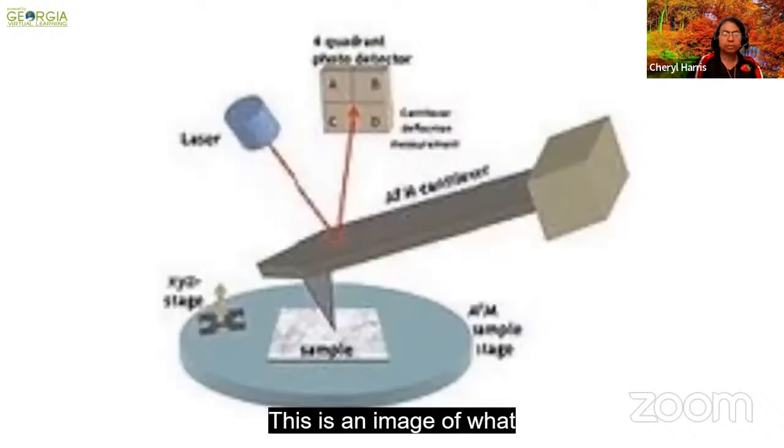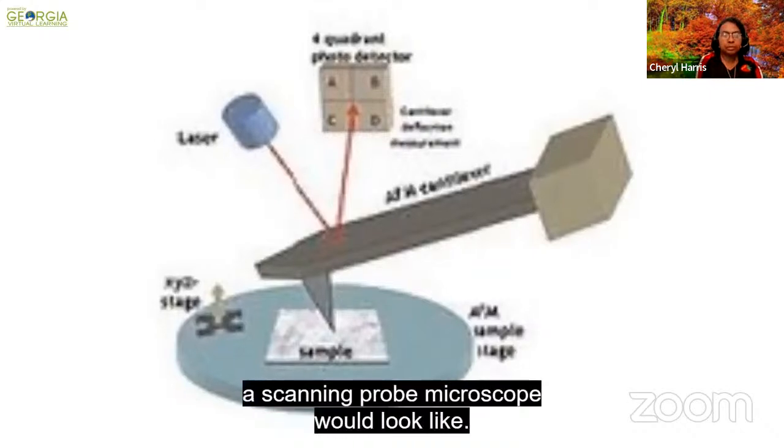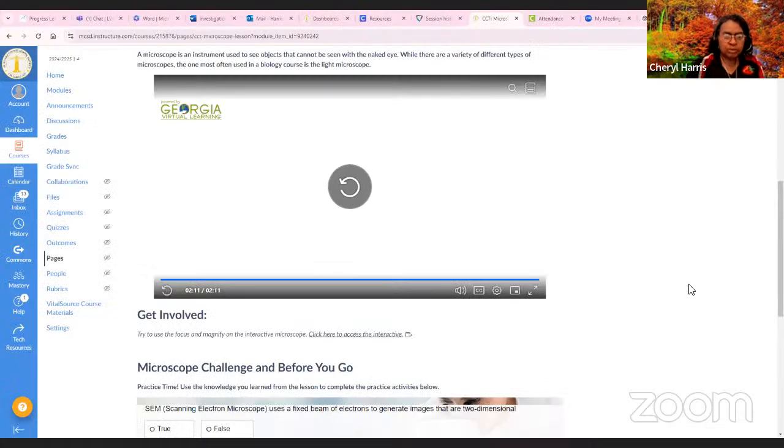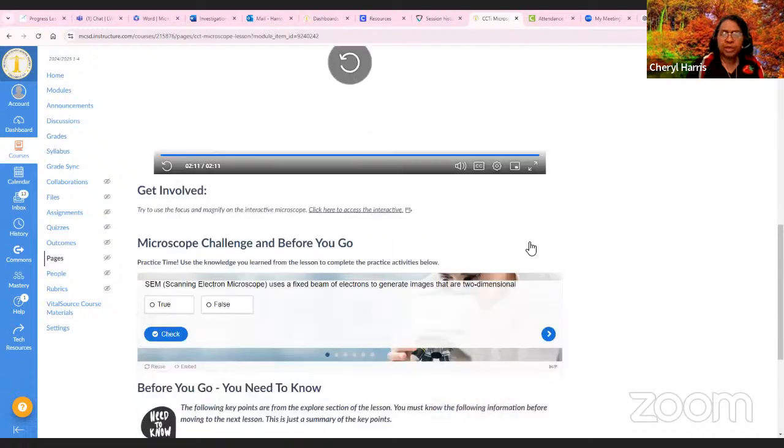This is an image of what a scanning probe microscope would look like. Not a very good image. That was very blurry. All right, so those are the different types of microscopes. And like they said, the one that you are most familiar with is the compound microscope. So what I want you to do, I'm going to stop sharing for a minute. I want you to do this microscope challenge.